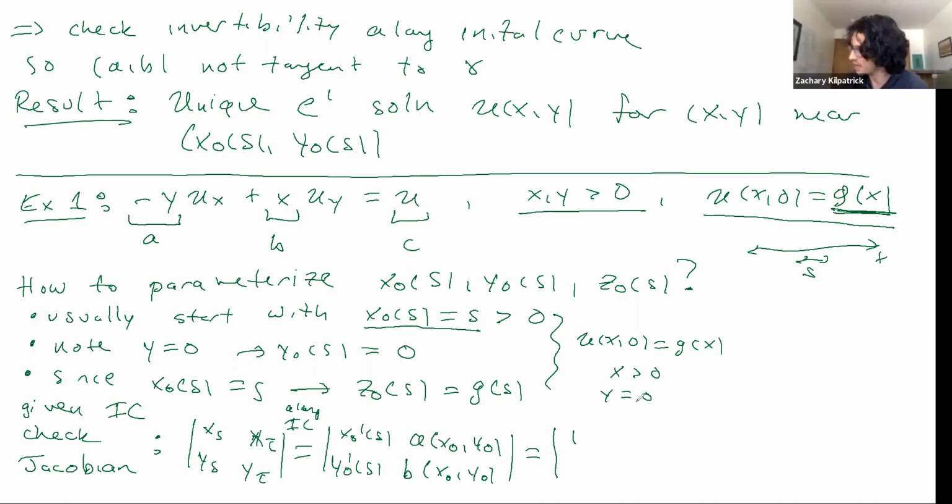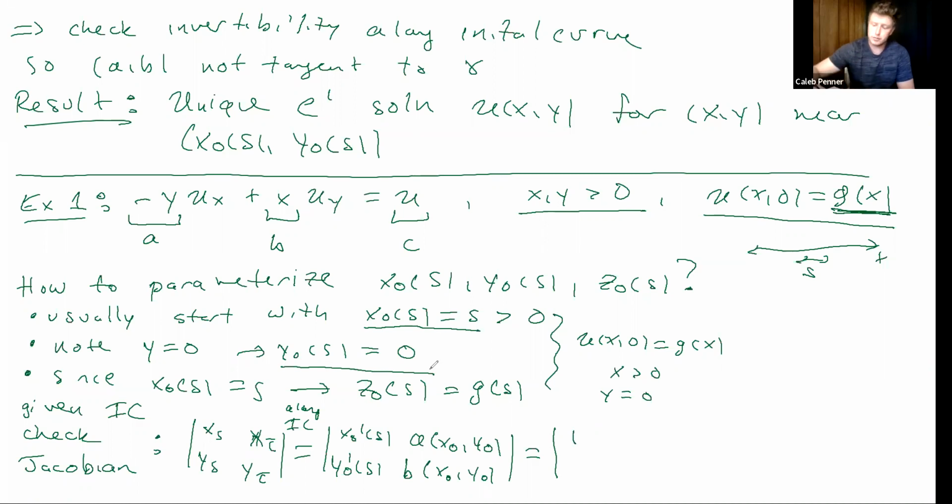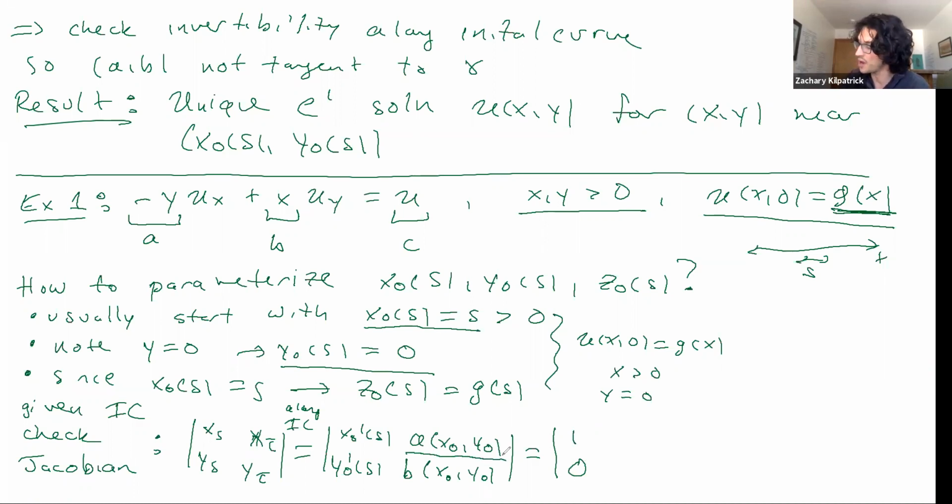What's y0 prime? 0. Okay. And then what's a of x0, y0? So we go up here. Also 0. That's just 0. And then b of x0, y0 is S. So this determinant is then equal to S. And is that always non-zero on our domain?